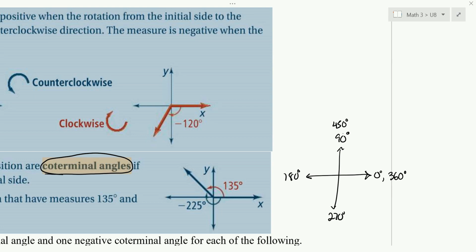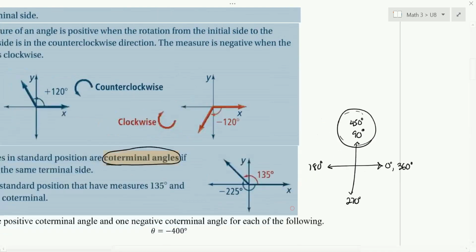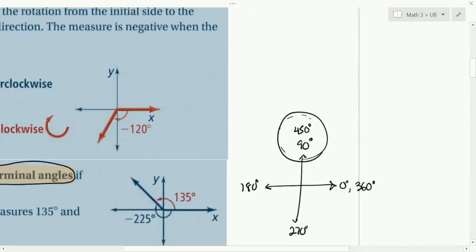Okay. And so we call those coterminal angles. So 450 and 90 would be coterminal angles. And what do you notice about all coterminal angles? Well, or at least these. What's the difference between them? Or if I get another one over here. If you subtract any of these right here, the difference is a full circle, 360.